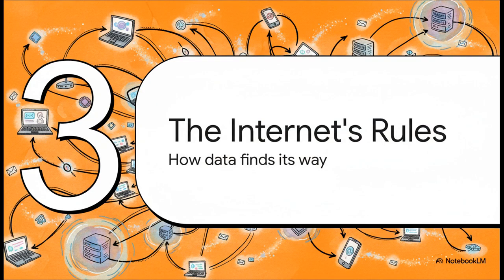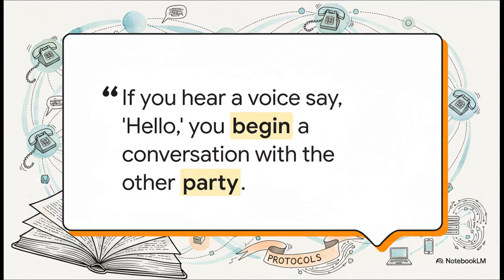Okay, just think about this for a second. We have billions of devices connected to this thing. How on earth does an email from your laptop find its way to one specific person on the other side of the world without just getting totally lost? It works for one reason. Every device has agreed to follow the same rulebook. And the book has this perfect way of explaining it.